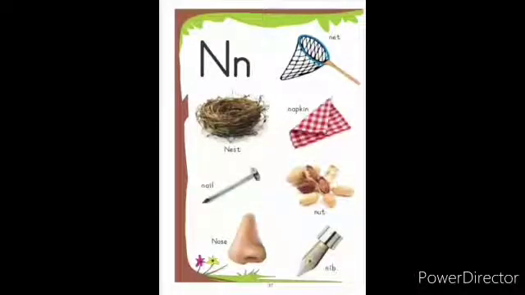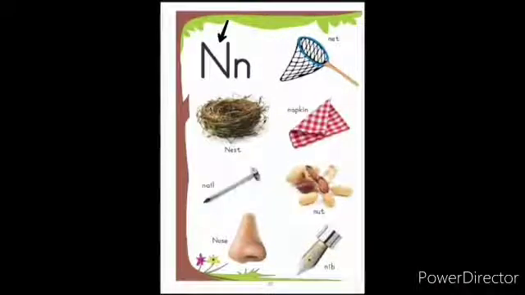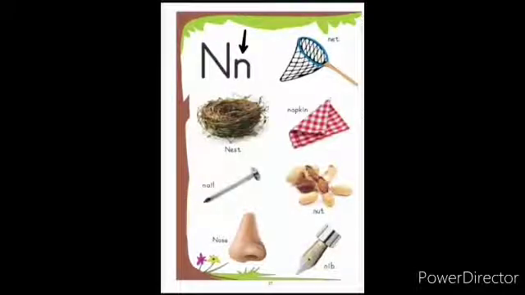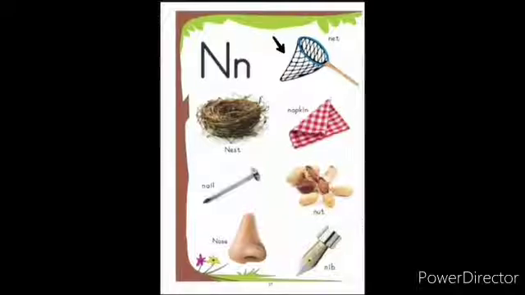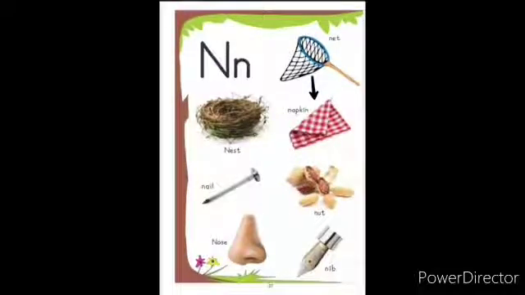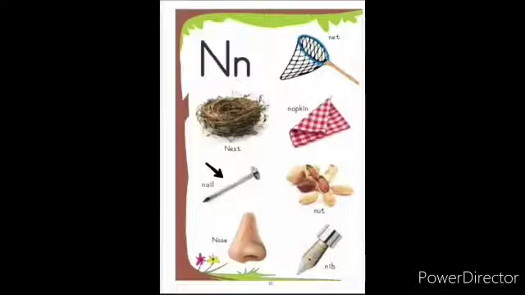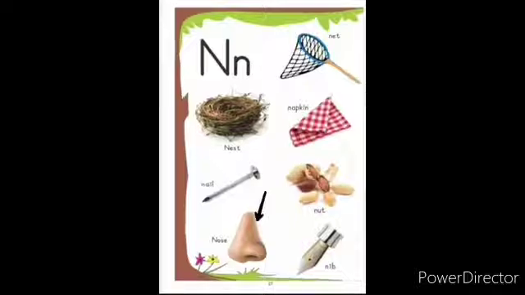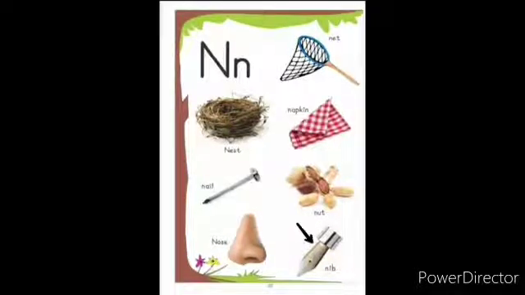This is alphabet N. The sound of alphabet N is N. This is capital N, Mama N. Small n, baby n. N for net. N for nest. N for napkin. N for nail. N for nut. N for nose. N for nib.